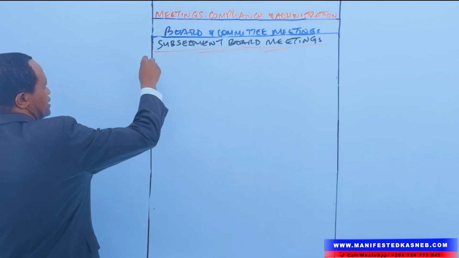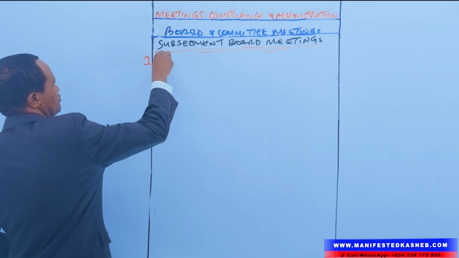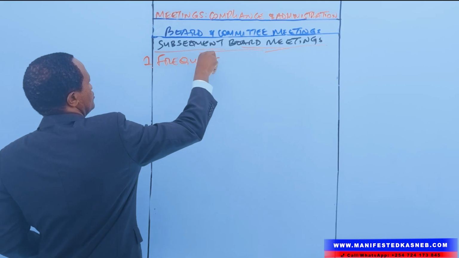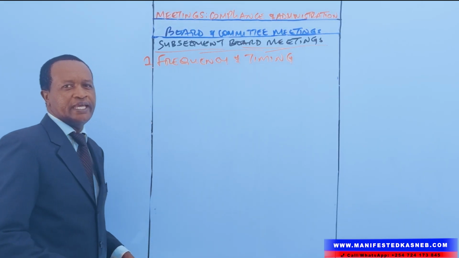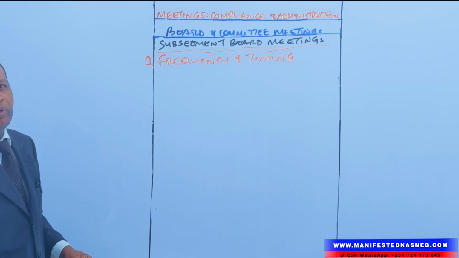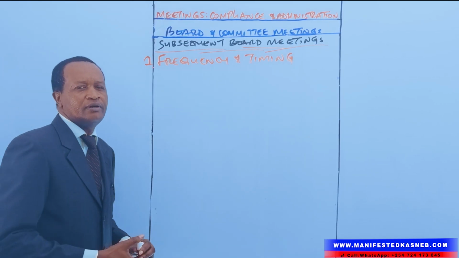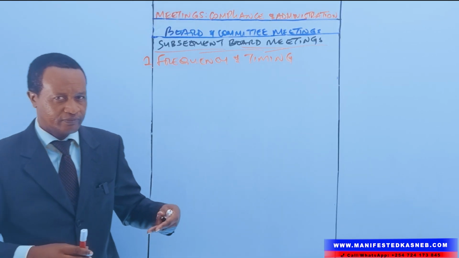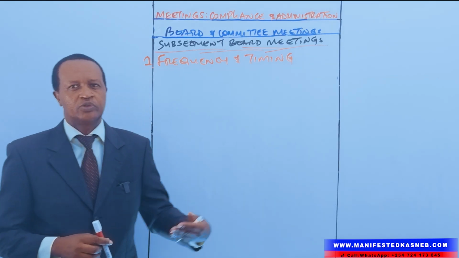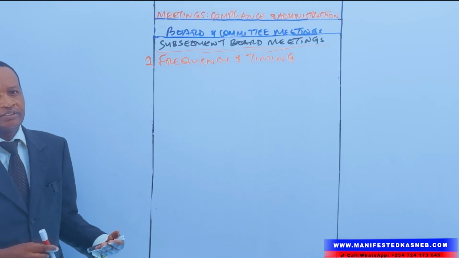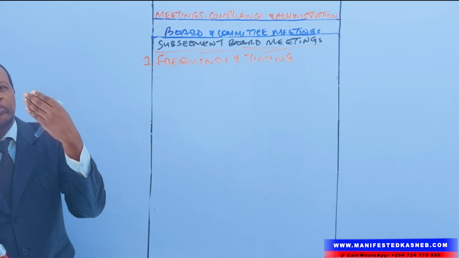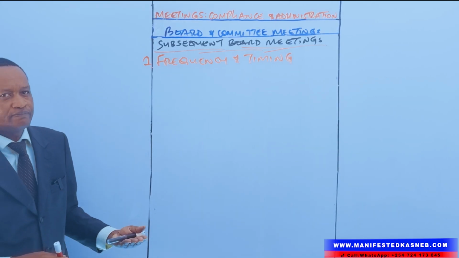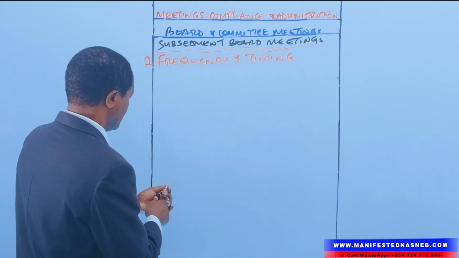Number 1, frequency and timing. Now, the board must meet often enough to maintain effective control over the company. And the board should meet at least 4 times a year. That is the minimum requirement.